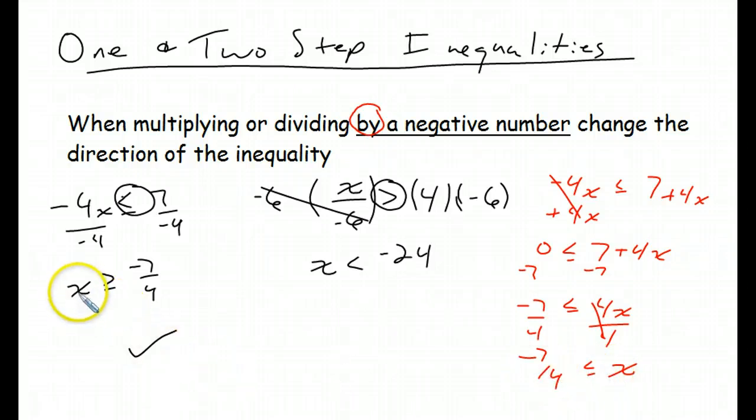Well, that's the same thing I have over here. x is greater than or equal to negative 7 over 4. They mean the same thing. All this really does, this rule is a time saver. So really keep it in mind. It'll help you guys a lot.